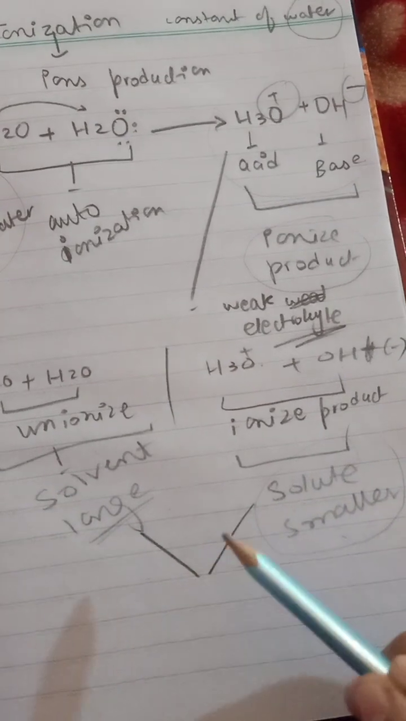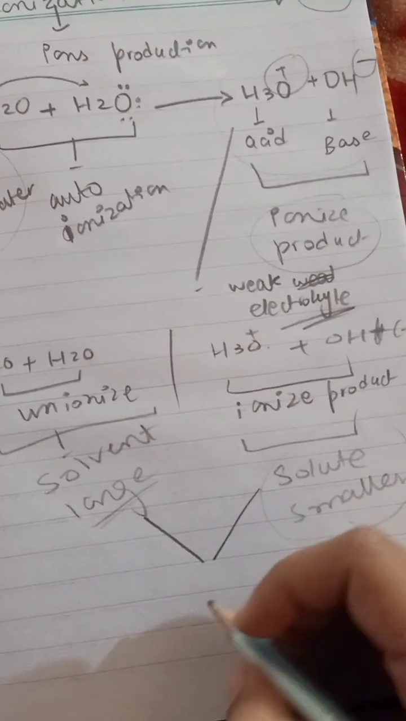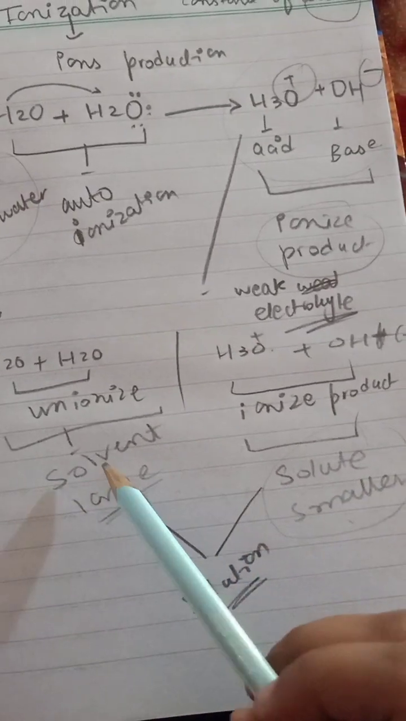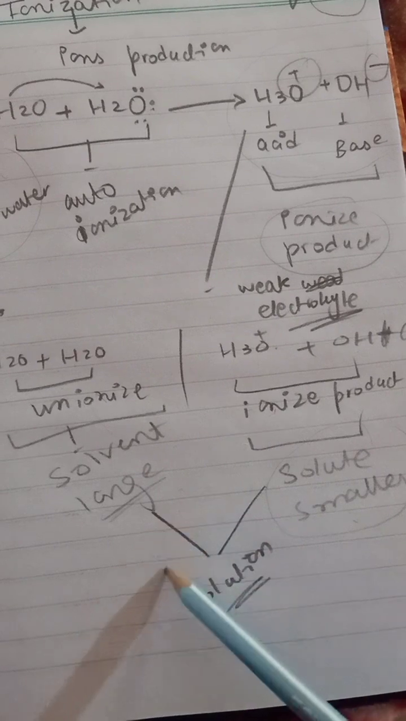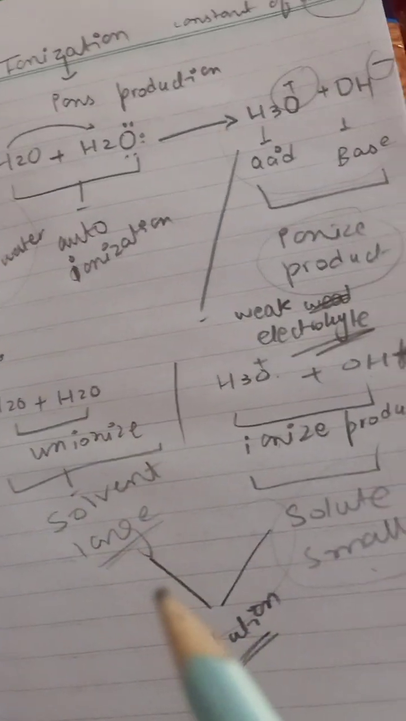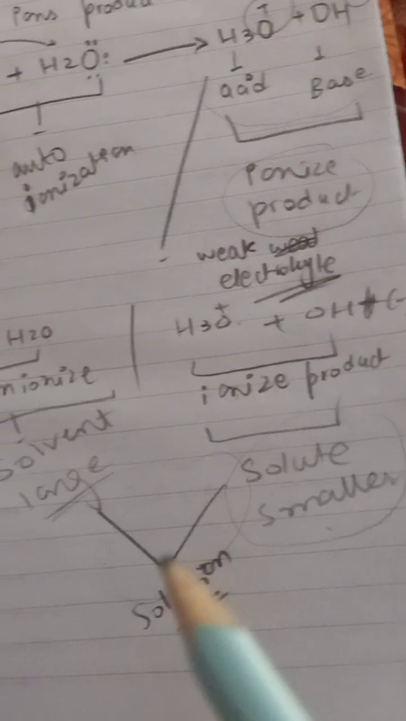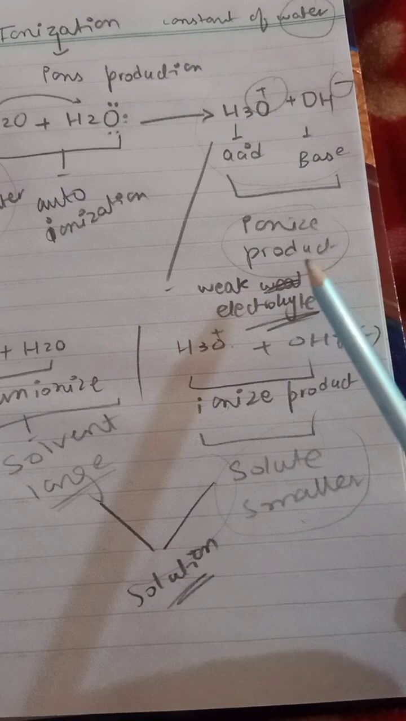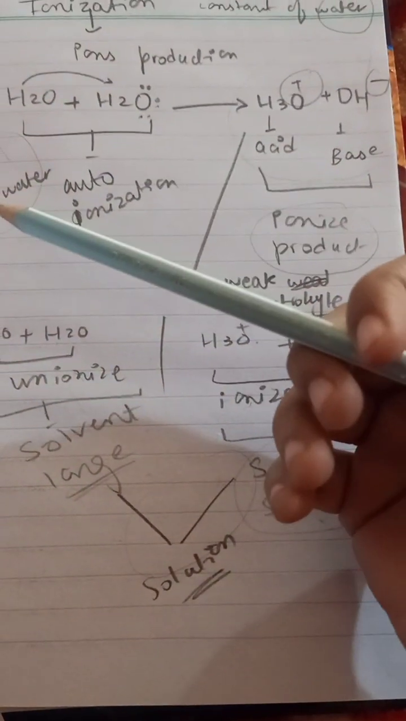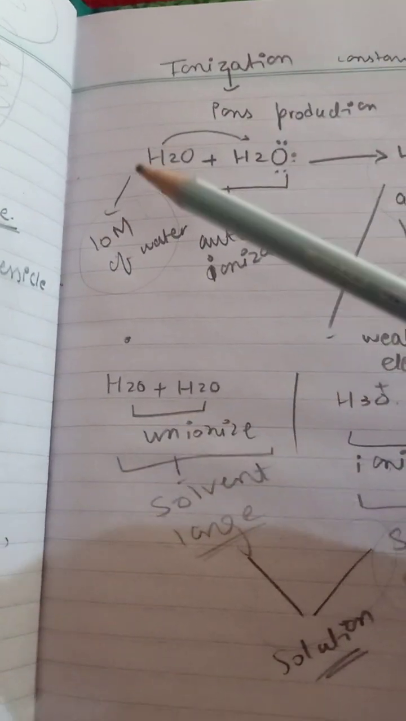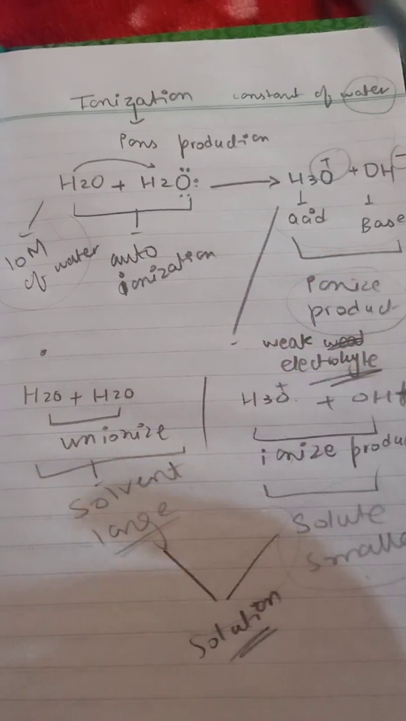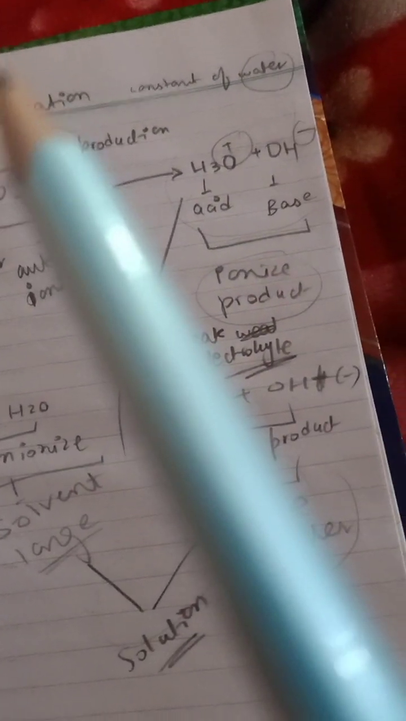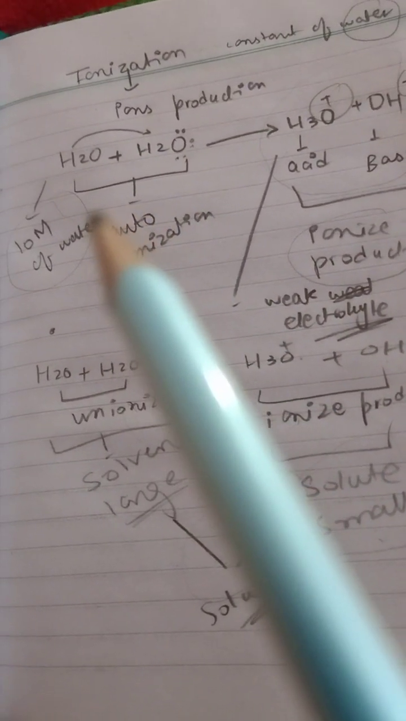Both the ionized and the unionized together make a solution. Ionization can increase by heat or salt; we can give heat or add salt so that it can ionize more. But we are not giving anything. This is pure ionization, so that's why we are calling it a weak electrolyte.